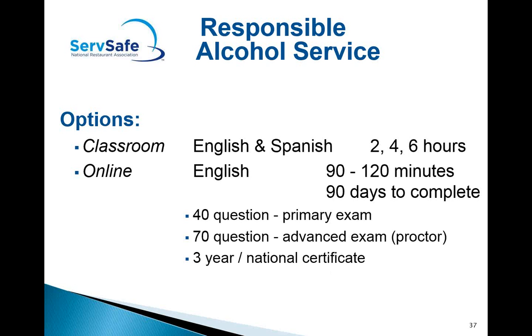So how long will the training take? Well, because you have options, there's some flexibility. The classroom session can be taught in 2-hour increments between 2, 4, or 6 hours, and that really depends on the level of interaction and review you prefer. And the online version takes between 90 minutes and 2 hours. And once you purchase it online, you have 90 days to complete it, so you don't have to rush through it in a few days once you purchase it. The primary exam has 40 questions, and the advanced exam, for those who want to be a ServSafe alcohol instructor, has 70 questions, and that exam has to be proctored. But the primary exam does not have to be proctored. And once you pass, you'll get a 3-year national certificate.